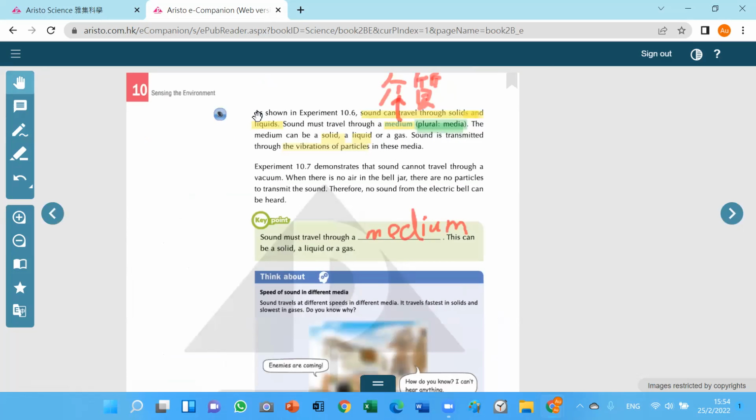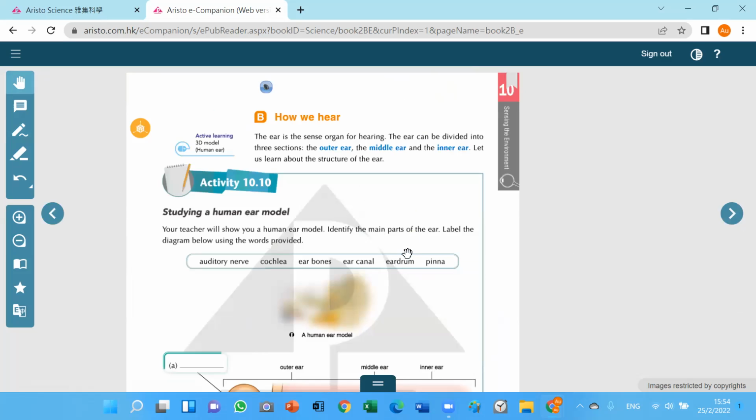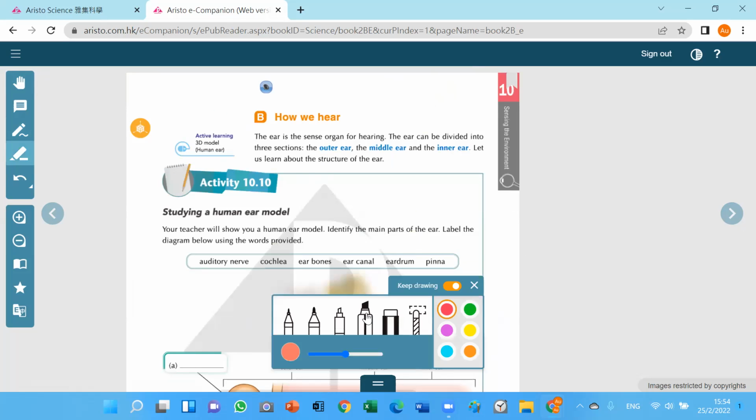So the main part, okay, is how can we hear? Okay, so the ear is the sense organ for hearing. The ear can be divided into three sections. So three sections. Number one, outer ear. Number two, middle ear. Number three, inner ear.